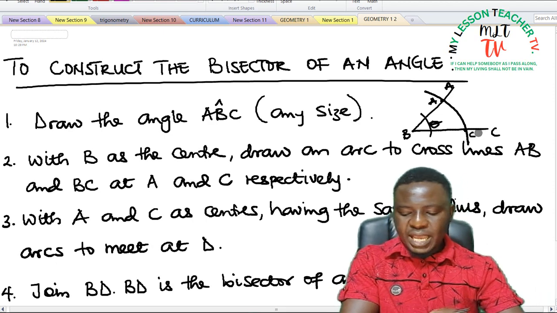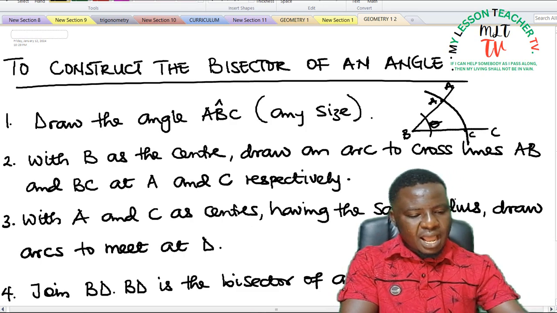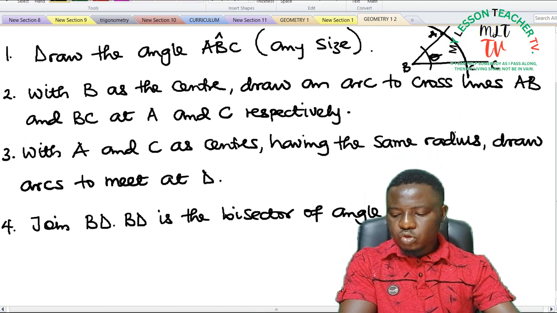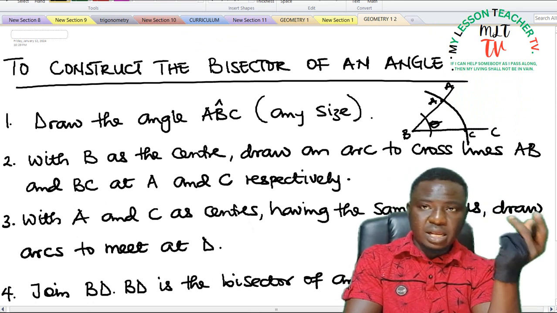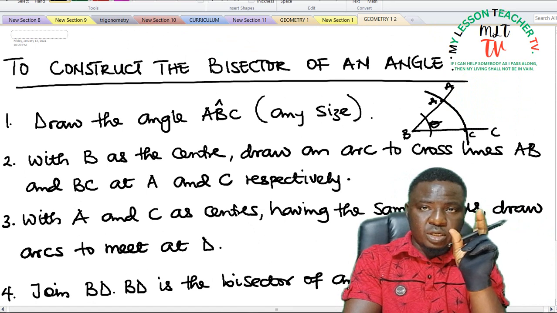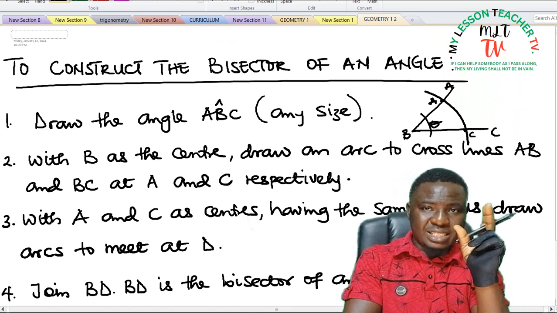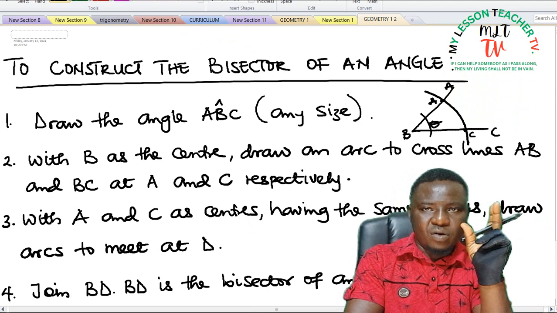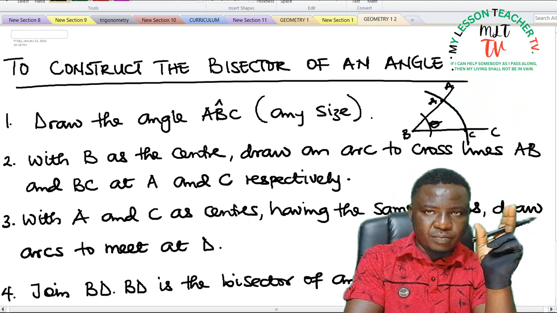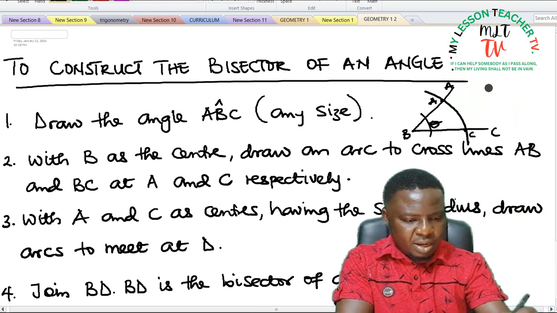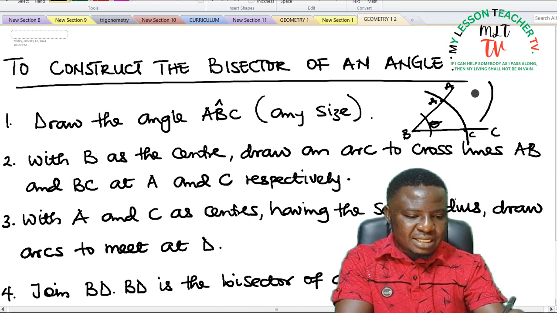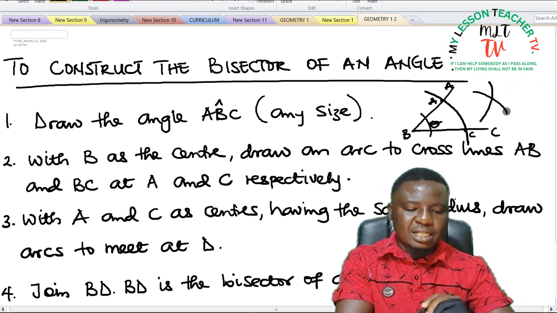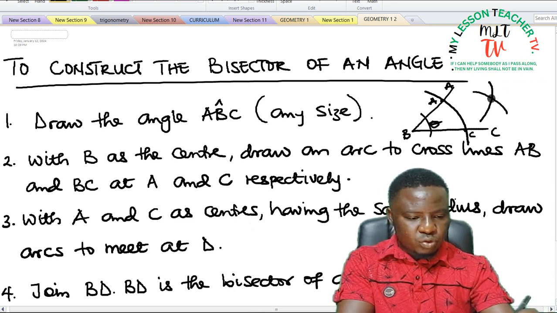Step 3 says with A and C as centers, having the same radius, draw arcs to meet at D. So you can extend or reduce the radius, but ensure that it is greater than half of the distance AC. So with A as center, construct an arc this way, and with C as center also, construct an arc this way. And that gives you a point D. So this is said to be our point D.